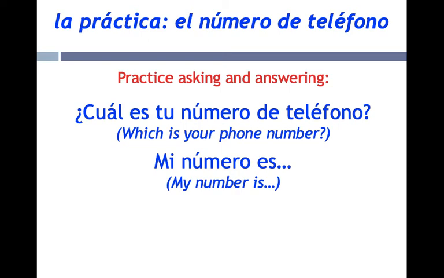Mi número es 7, 16, 5 7 2, 13 9 0. So I said 7 16 5 7 2 13 9 0. There were a couple that I could bunch together.